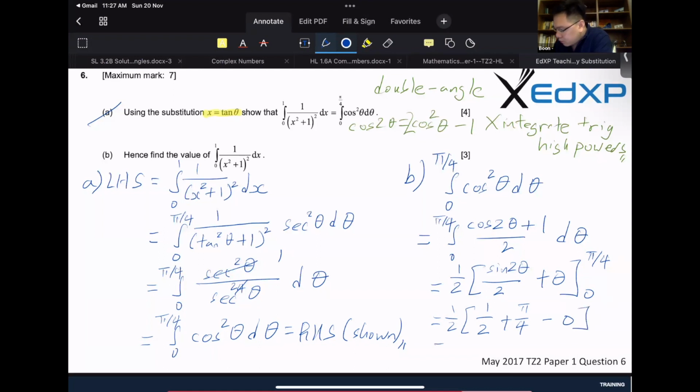So the final answer is 1/4 plus pi over 8. Okay, no plus c this time because this is a definite integral.